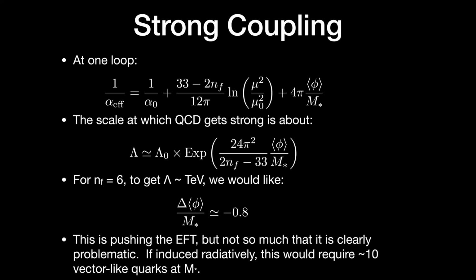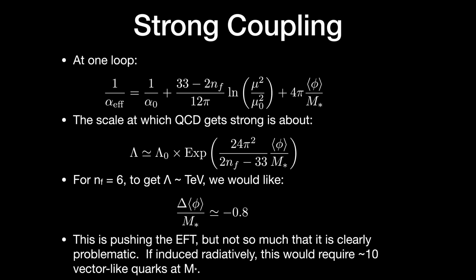So at one loop, I can write 1 over the effective strong coupling is equal to, so 1 over alpha naught is just the constant I get using the g naught in the Lagrangian. Then I have the ordinary one loop running for the coupling, which is written here with the one loop beta function. And then a correction that goes like 4 pi times the VEV of phi divided by m star. The 4 pi is just because I went from 1 over g squared to 1 over alpha.